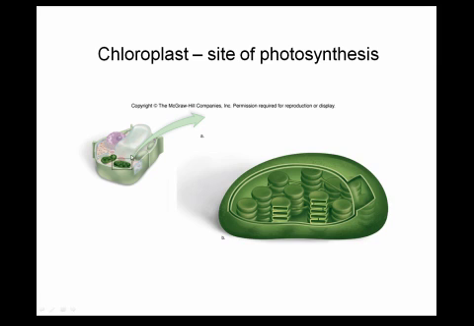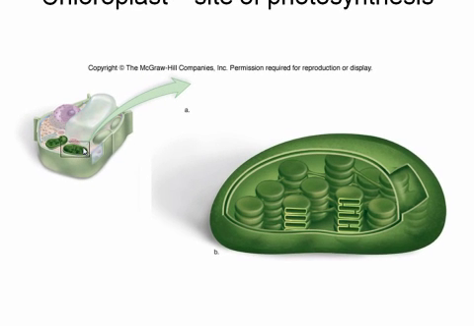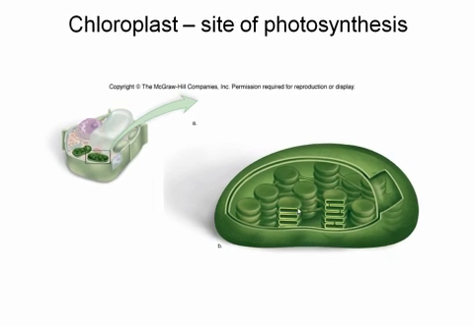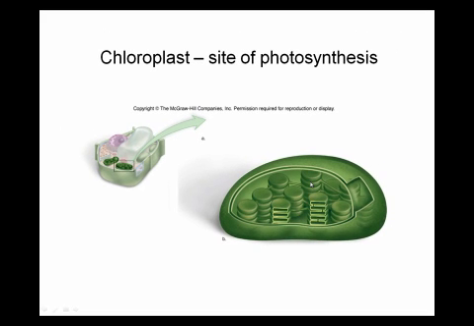And the chloroplast is the site of photosynthesis. Again, we'll learn much more about this in a later lesson when we specifically look at photosynthesis. The chloroplast also has two layers of membrane, an inner membrane and outer membrane. Inside, there are some stacks called grana that look kind of like stacked up coins. And this is where the chlorophyll is found, which captures sunlight and drives photosynthesis.